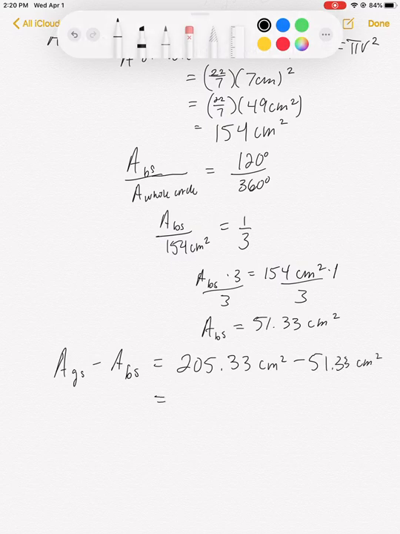When you subtract those, you'll get 154 centimeters squared. Okay, so there's probably some other ways of doing that one, but that's one way, and I think I did another way in the handout solution, so you can check that out. But anyway, enjoy your homework, and we'll go ahead and stop this video.